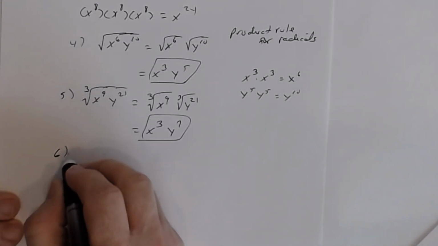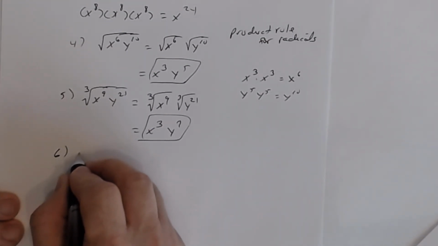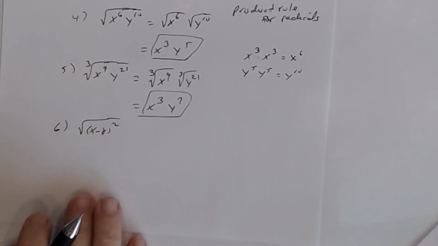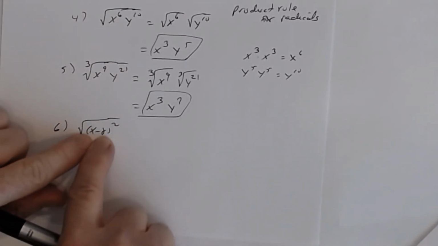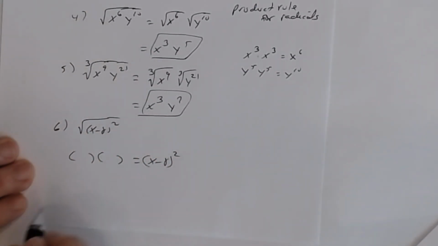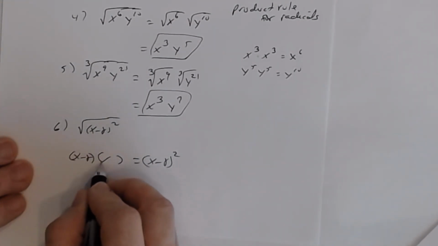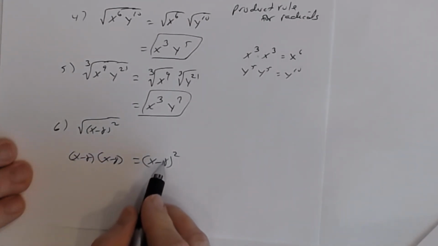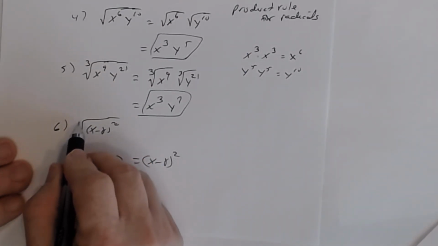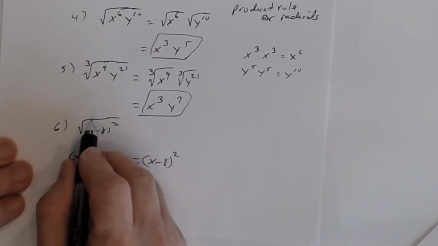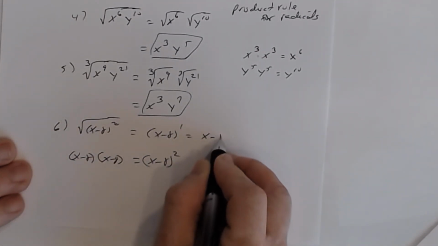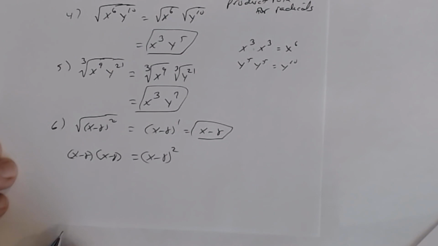Number 6. Okay, number 6. Let's think about number 6 this way. So I'm going to write it like this, the square root of x minus 8 squared. Okay, the way I want you to think about it is this way. See how this is a binomial? So ask yourself, what times itself is x minus 8 squared? Well, x minus 8, right? x minus 8 times x minus 8 is x minus 8 squared. So same thing. 2 divided by 2 is 1, right? 2 divided by 2 is 1. So this is x minus 8 to the first, which is just x minus 8. So there's your answer, x minus 8.